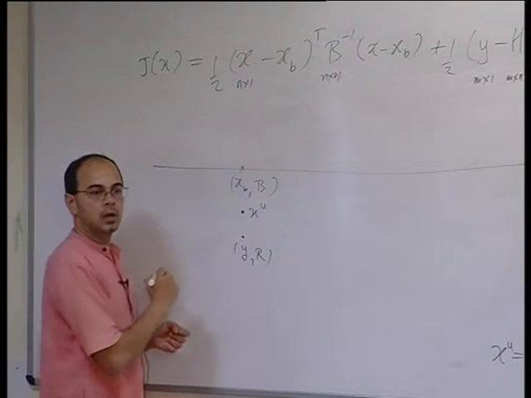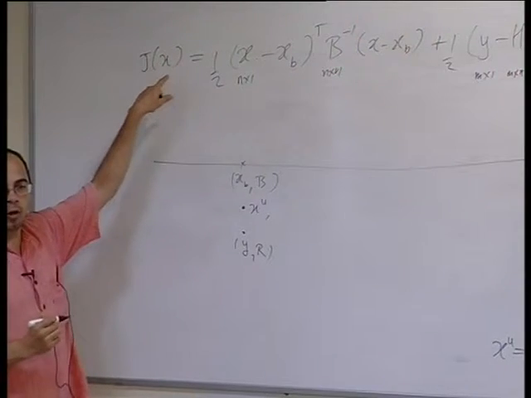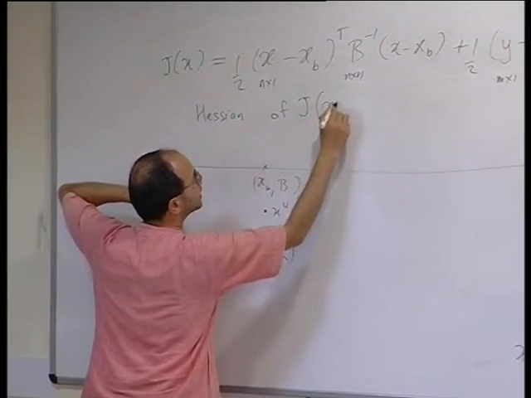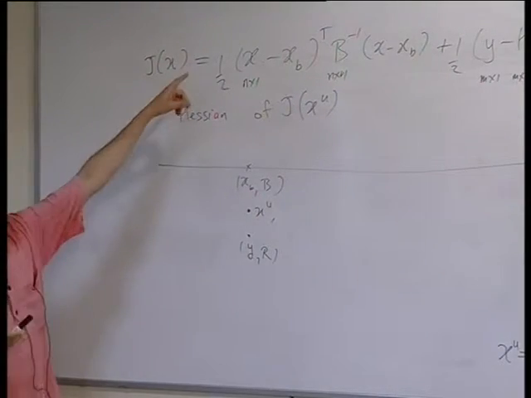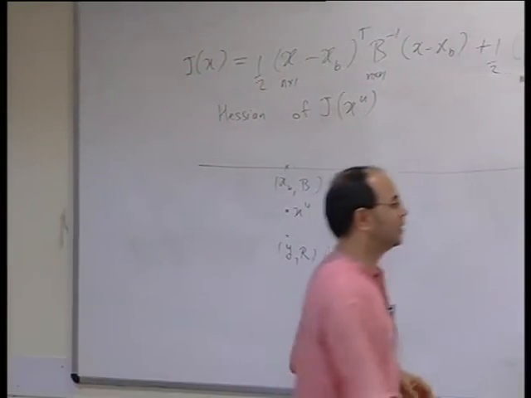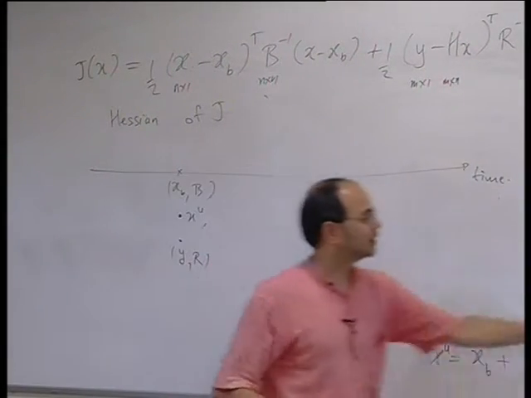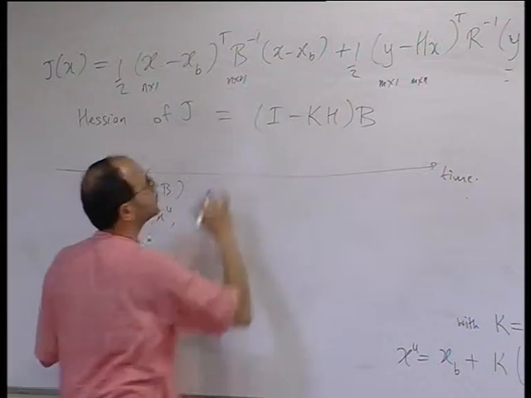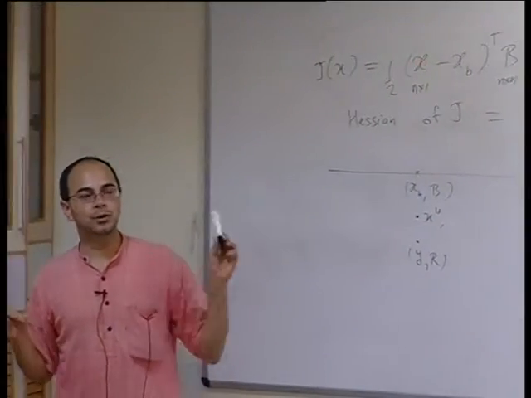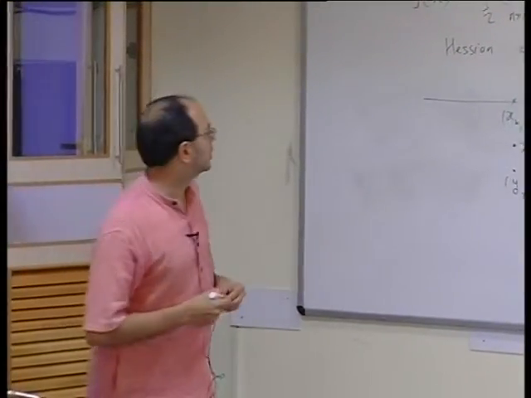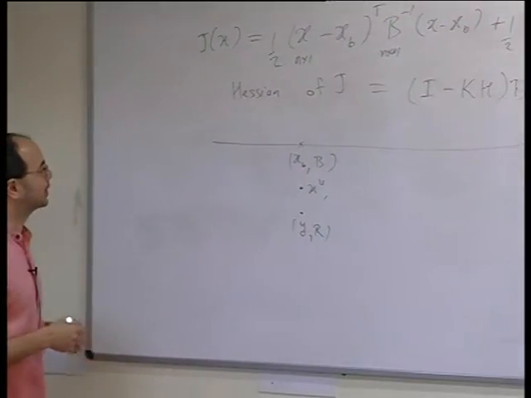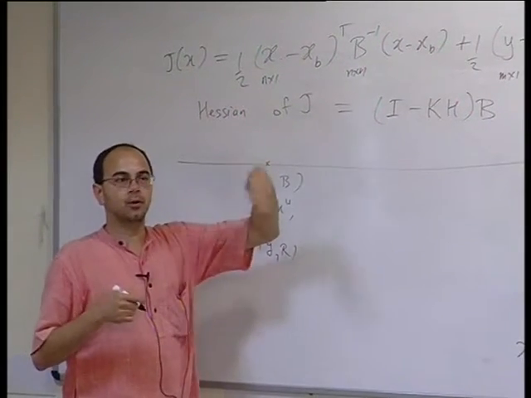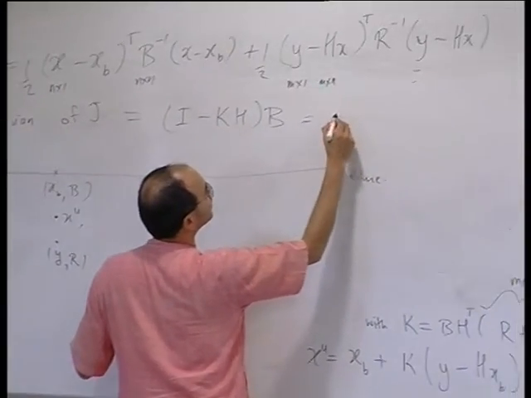So this is xu, and you can also then show that the Hessian of J at xu, well actually this is quadratic, so the Hessian of J is independent of the point, is simply (I minus KH) times B, right? I'm pretty sure Varun is going to do this in much more detail, but if not, we'll do it in one of the question answer sessions. So the Hessian of J is your updated error covariance. Let me call this BU.